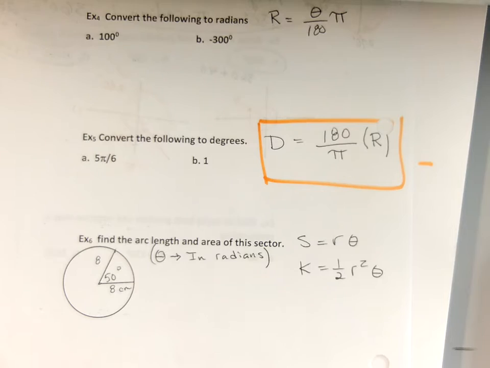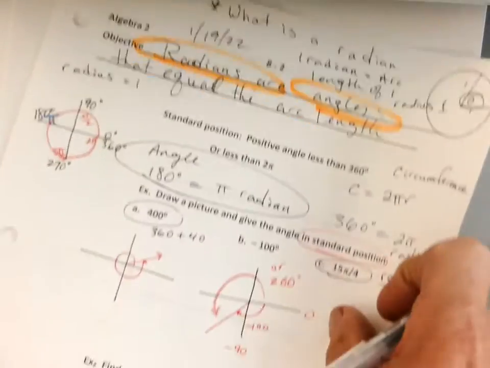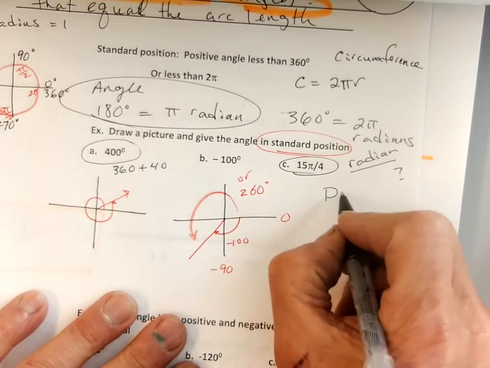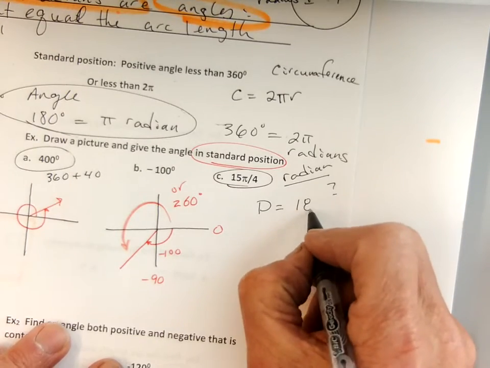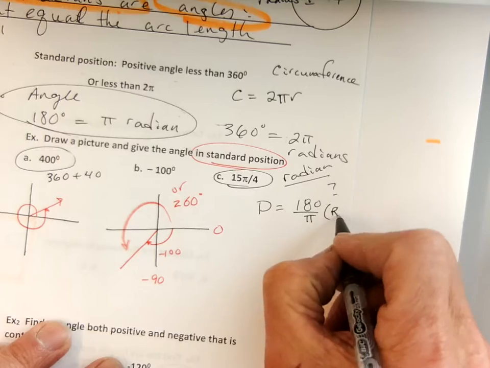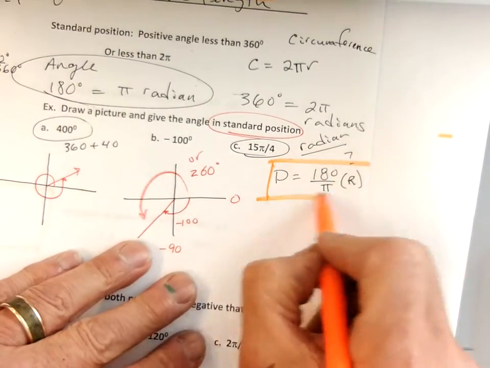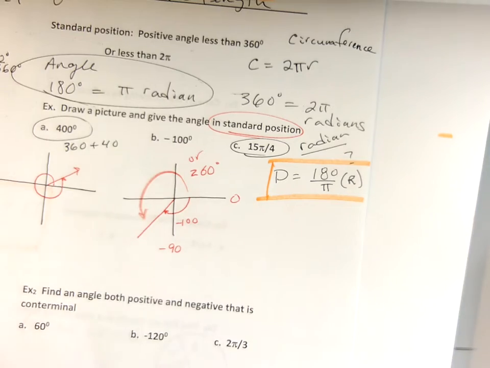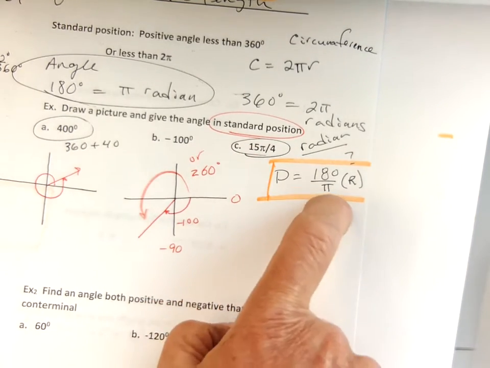If we've got a radian, it'd be easier if it was in degrees, right? So I got a formula. I'm going to write that over here. My degree is equal to, my formula says, 180 over pi times my radian. There's my formula from the other side. This is a radian, that's an angle. Let's see if we can make it easier by making it a degree.